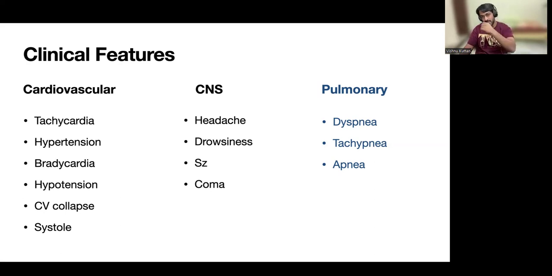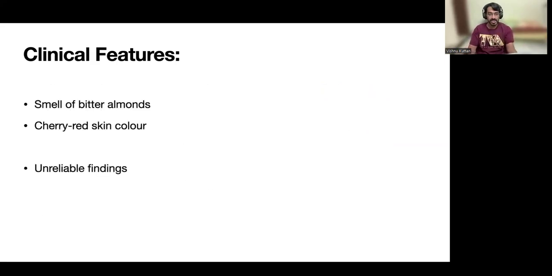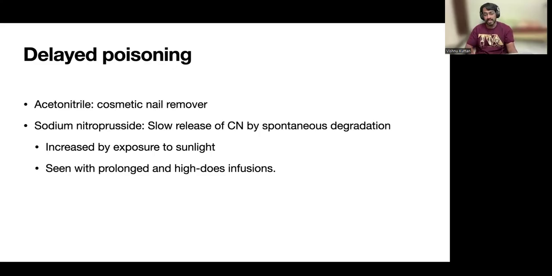And these pulmonary symptoms per se were not found in your carbon monoxide poisoning. Easily, I just kept them in a different color. And the cherry red skin color, again, is an unreliable finding. And the classical smell that you find, the smell of bitter almonds. I don't know what the smell of bitter almonds is, but you can write smell of bitter almonds. And where do you get this poisoning from?